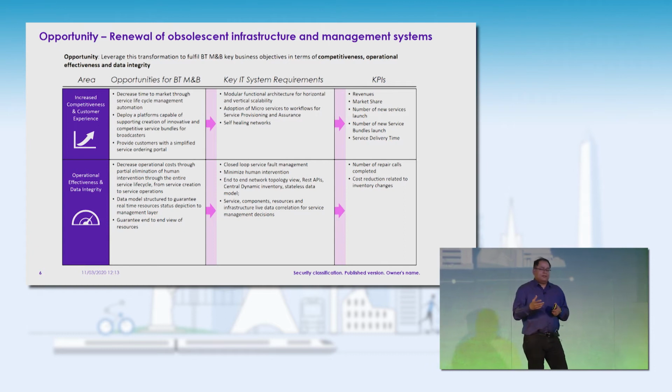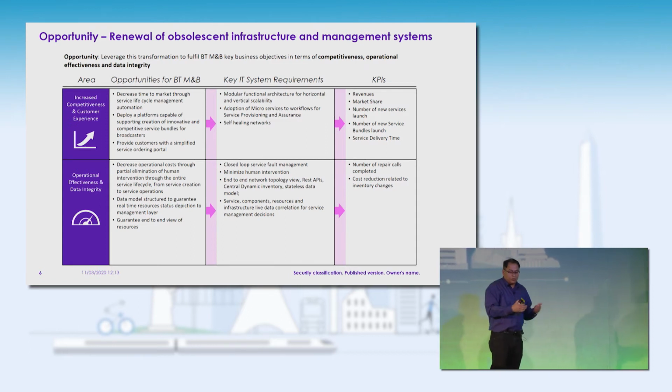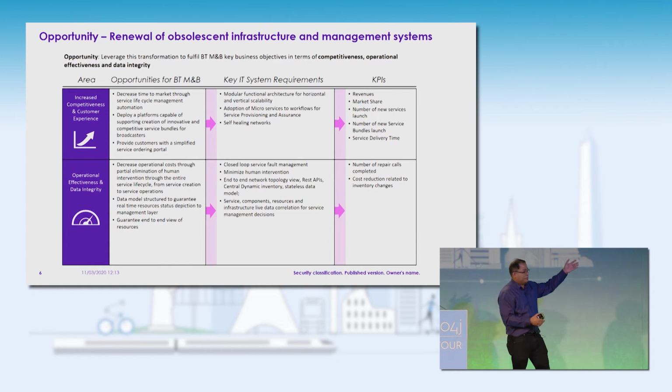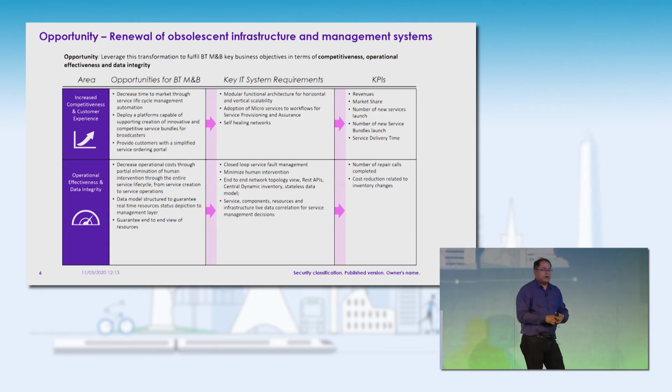But then we said, that's not where we want to be. We wanted to do something where we are there for another 10 years. We went to our business-facing unit, which is enterprise, and we said, what do we actually want out of this? So there are some key business drivers, which is we wanted to increase competitiveness and our customer experience of how we offer these services to our customers. And we wanted to improve the operational effectiveness and data integrity.